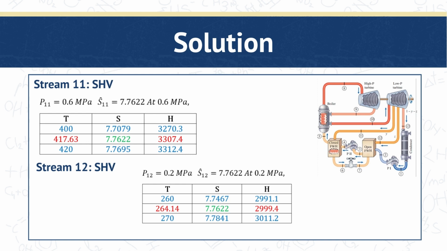And then with the tie value of 7.7622, we can get the temperature and specific enthalpy. We can also do the same process for stream 12, only this time we can only get the properties at 0.2 megapascals. I will not discuss the interpolation process nor how to get the values from the steam table, since I expect that you have learned it either from your class or from the videos in the channel.